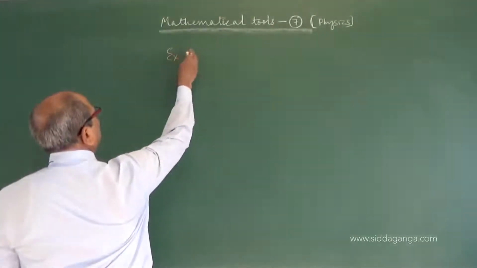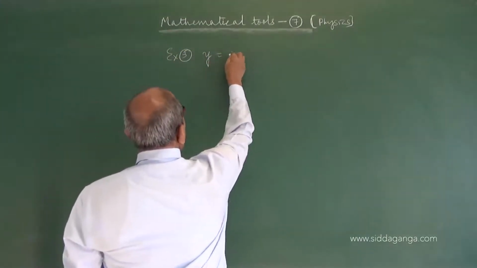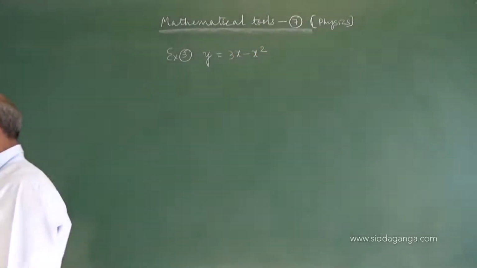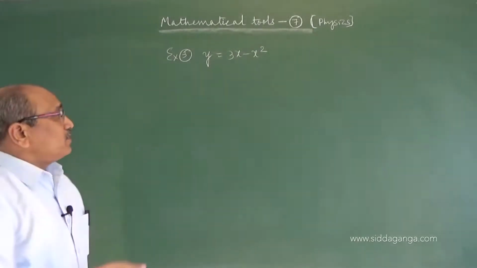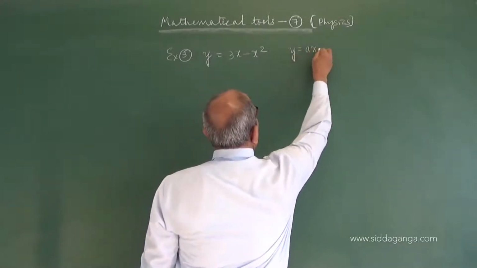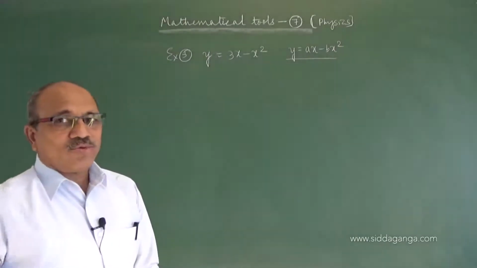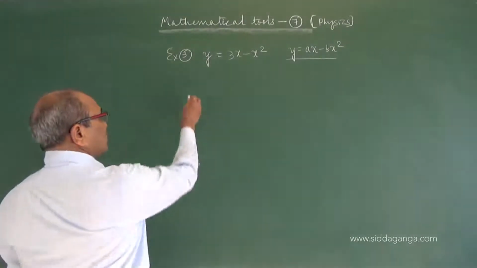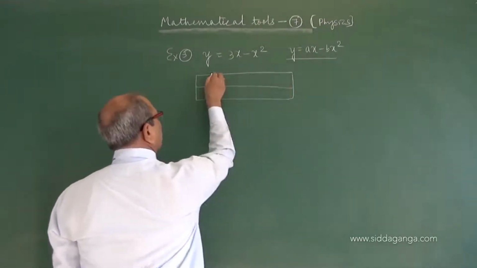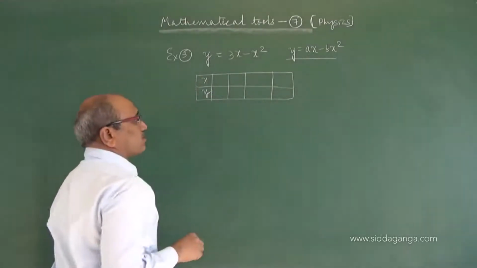Let us take example 3. Y is equal to 3x minus x square. So how is the graph? Now we see it is of the form y is equal to ax minus bx square, where c is 0 and a and b are present. So before plotting to get the graph nature, as you have experience, taking the values of x and y, let us take some values.